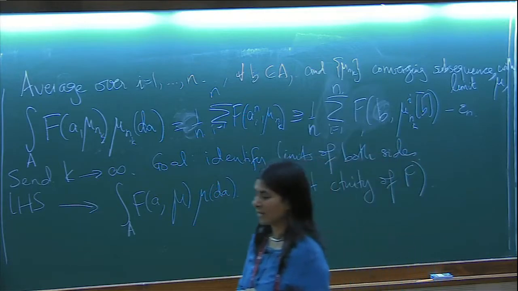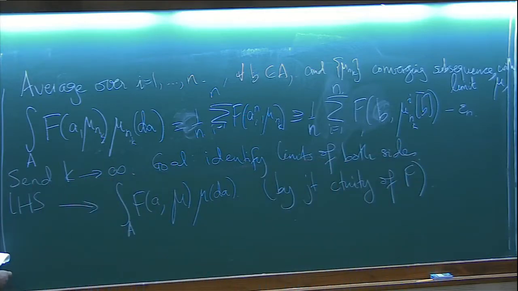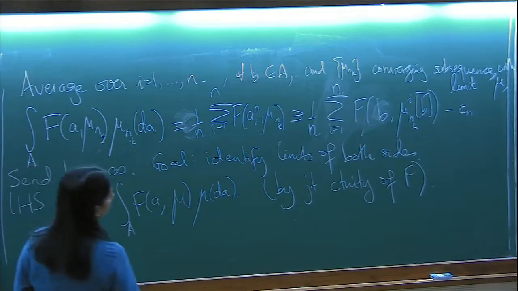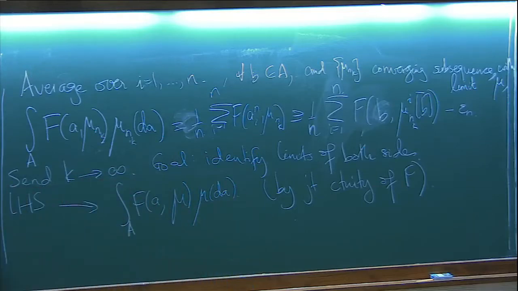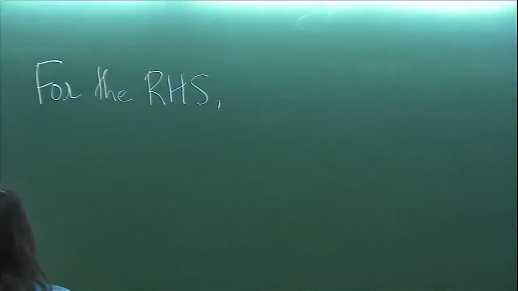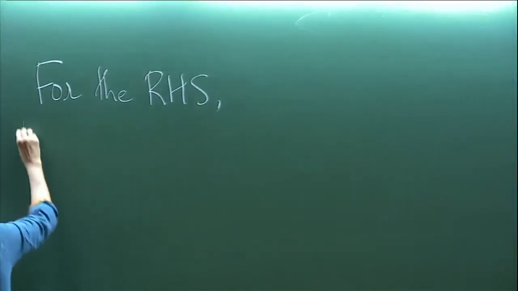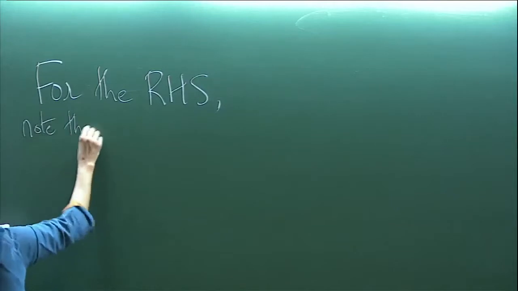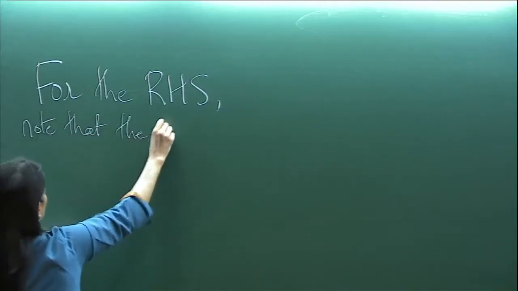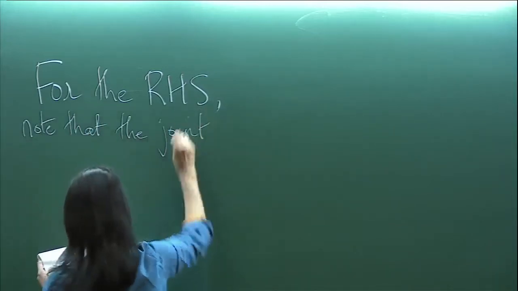Okay? And then the other thing for the right-hand side. Okay. So for the right-hand side, what we want to do is we first note that the joint empirical measure, we need to look at this difference, but that's obviously vanishing.